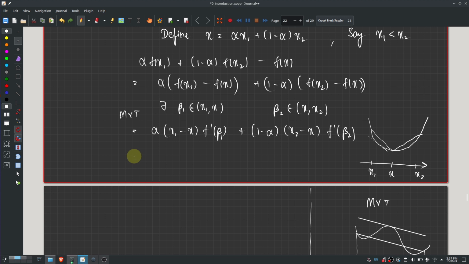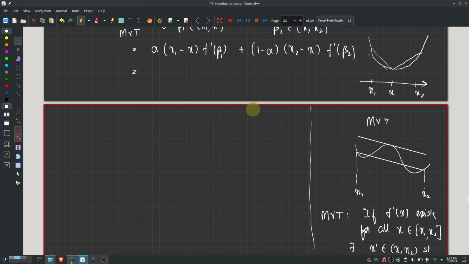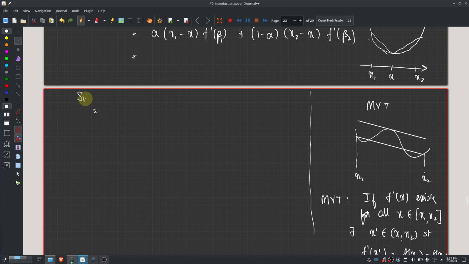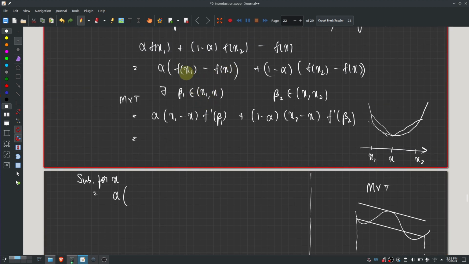Okay, now let's just substitute for x. What do I get? Alpha times, what is x1 minus x equal to? That depends on this order, right? So if this is f of x1 minus f of x, then this should be x1 minus x. If this is x minus x1, then this should be x minus x1. That's why you have to be careful. So here it is f of x2 minus f of x. So this is x2 minus x. So what does this evaluate to? x1 minus x.